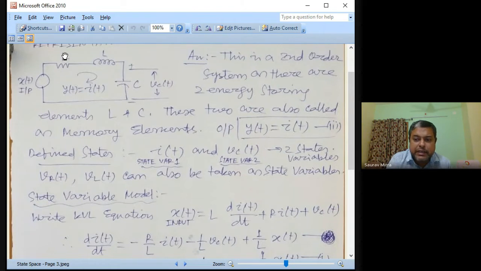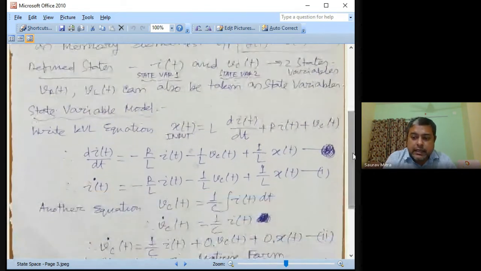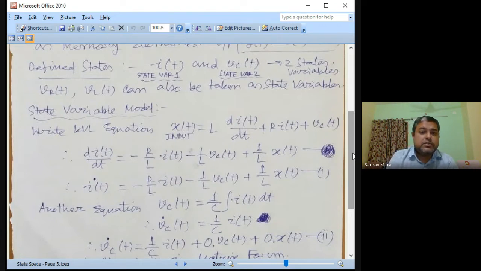I am telling you repeatedly. But for the first case, we are assuming i(t) and Vc(t) are the state variables. So let us see how to find out the state variable model when i(t) and Vc(t) are taken as state variable 1 and state variable 2. Which one is taken as 1 and which one is taken as 2 is very important. So we are taking i(t) as state variable 1 and Vc(t), the capacitive voltage, as state variable 2.